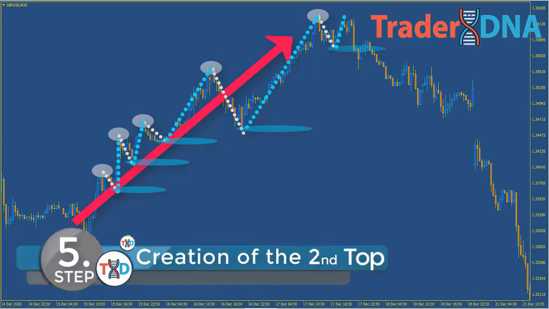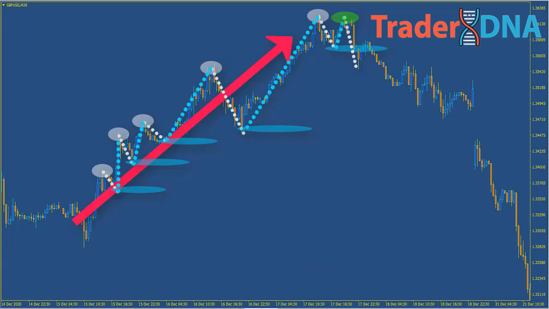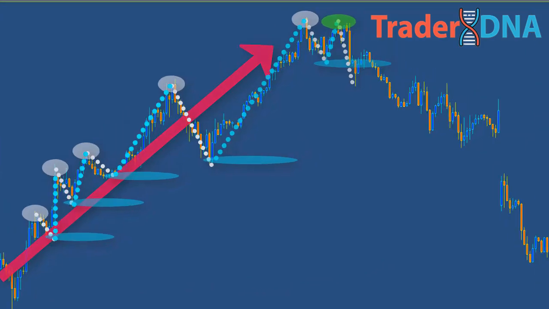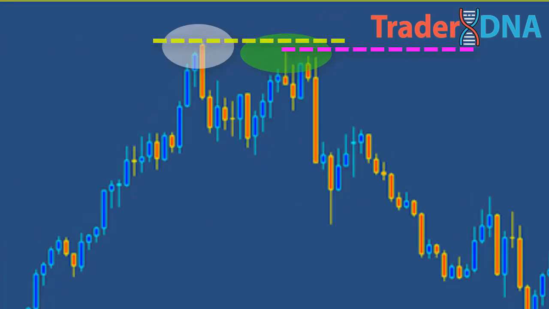Step 5. Creation of the second top. After a bottom has formed, the price action needs to create a second top on the chart. This is often referred to as the retest. The perfect double top pattern will have a second top, which is slightly lower than the first top. This indicates that the trend is at least slowing down and likely exhausted.